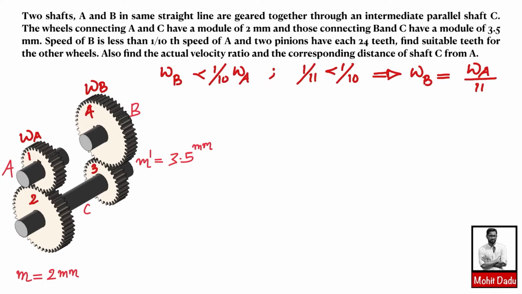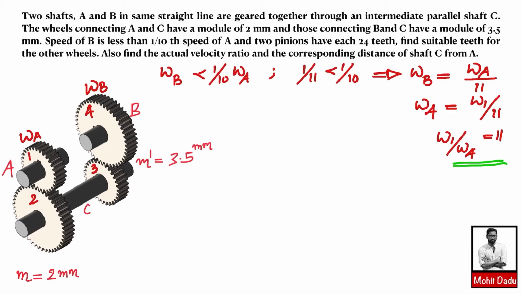And shaft B I can write as the speed of gear 4, and A as the speed of gear 1. So omega 4 is omega 1 by 11, or in terms of velocity ratio, omega 1 by omega 4, I can calculate as 11. So this is an expression we will require later.